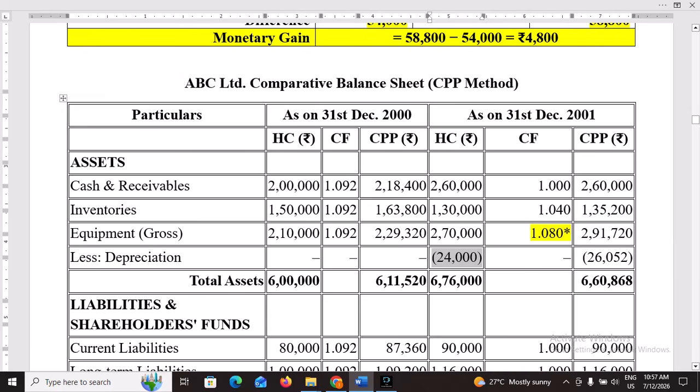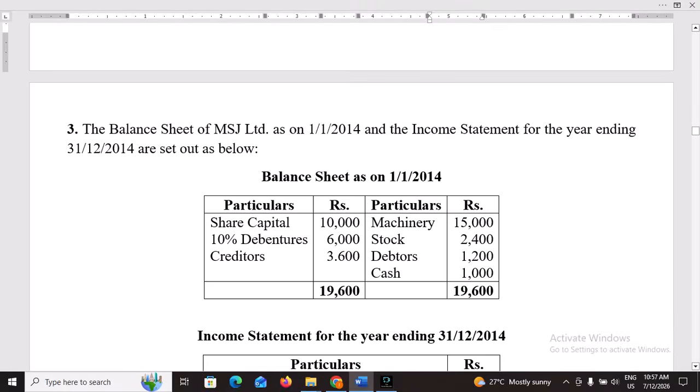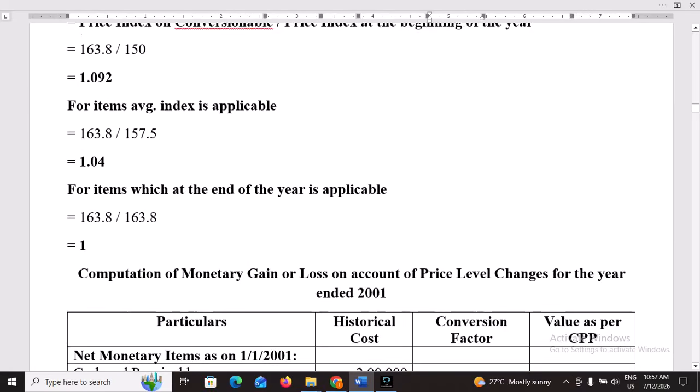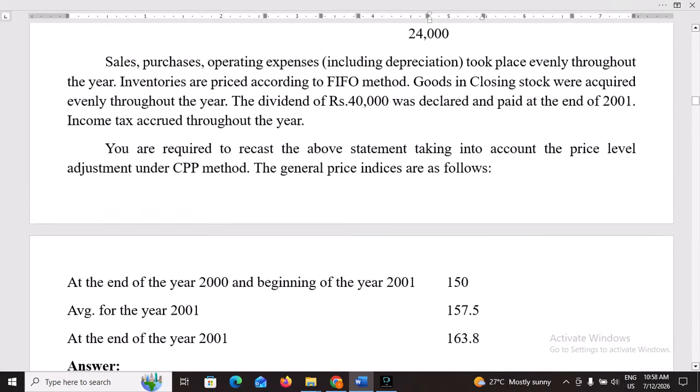So now this depreciation is 24,000. Wait.